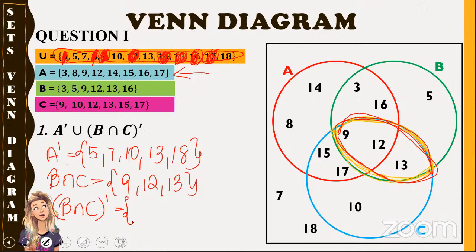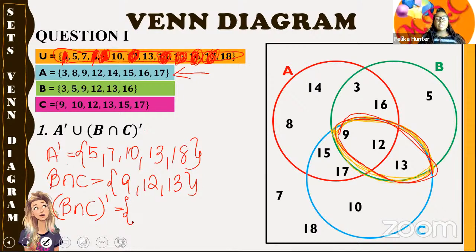Before you move on, Miss. Intersection, right? Why would 9 and 12 be in B intersect C and not only 13? All right. Seeing that 9 and 12 is a part of A and also B.